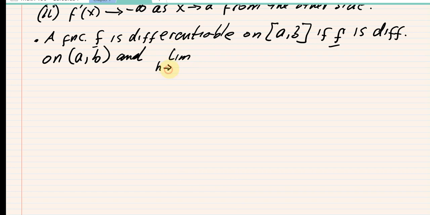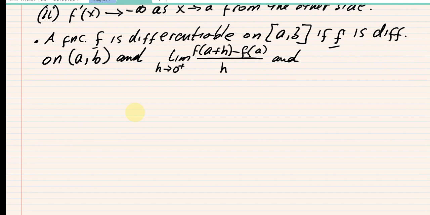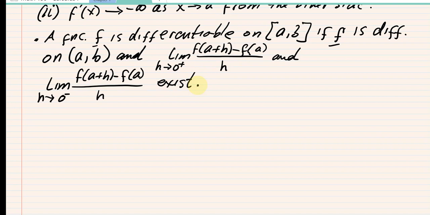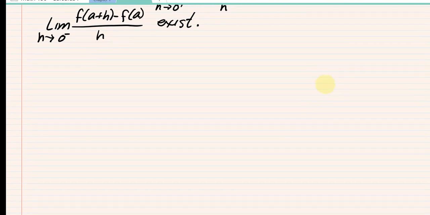And the limit as h approaches 0 from the right of f of a plus h minus f of a, divided by h, is the right hand derivative, and the other one would be the left hand derivative: the limit as h goes to 0 from the left of f of a plus h minus f of a over h. If these limits exist, the first is called the right hand derivative and the other is the left hand derivative. This is analogous to the definition of continuity over a closed interval, right? It had to be continuous over the open interval and at the endpoints. That's what this is.